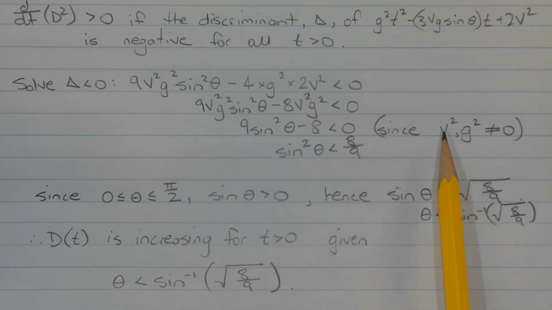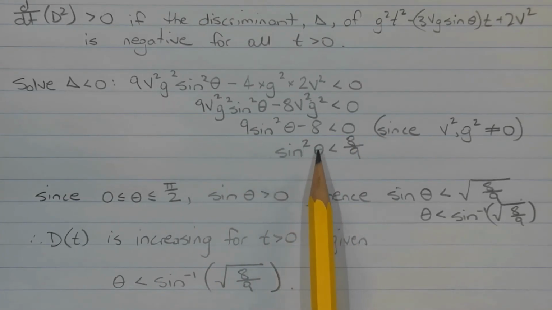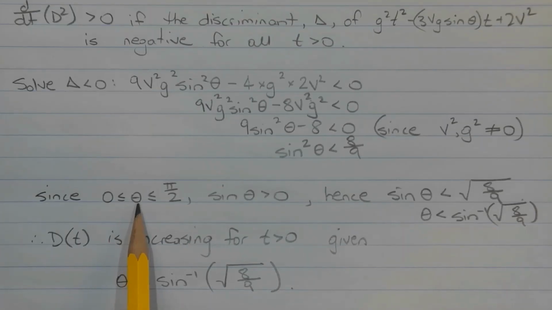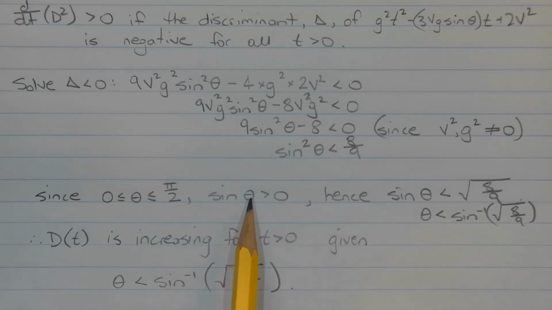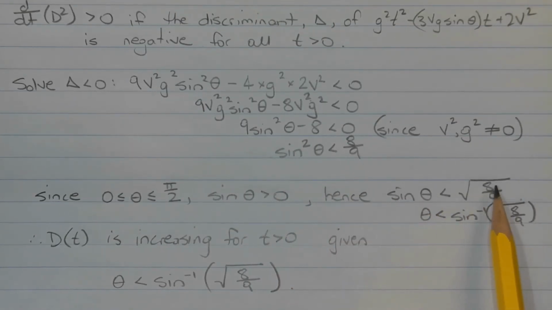Now we can divide all terms by v squared g squared since v squared g squared does not equal 0. So we won't have a division by 0 error. So the inequality simplifies to 9 sin squared theta minus 8 less than 0. And rearranging the inequality to isolate sin squared theta, we get sin squared theta less than 8 over 9. Now, since the angle of projection theta is greater than or equal to 0 and less than or equal to pi over 2, that means the value of sin theta itself is positive. So taking the square root of both sides of this inequality, we get sin theta is less than the square root of 8 over 9.